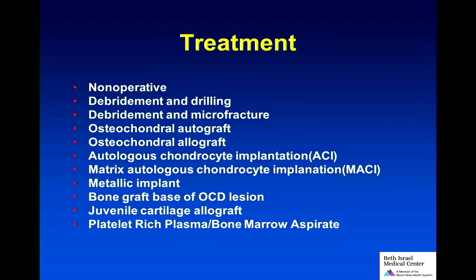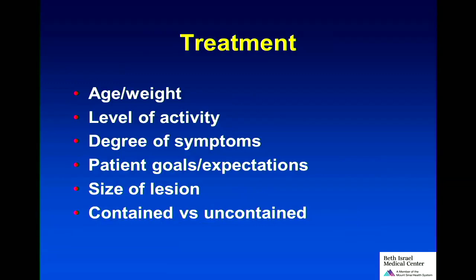So in terms of treatment, really a whole host of different treatment options, starting with non-operative, debridement and drilling, debridement and microfracture, osteochondral autograft, allograft, ACI, MACI, metallic implants, bone graft, juvenile cartilage, and platelet-rich plasma and bone marrow aspirate. So we'll try and go into those and talk more specifically.